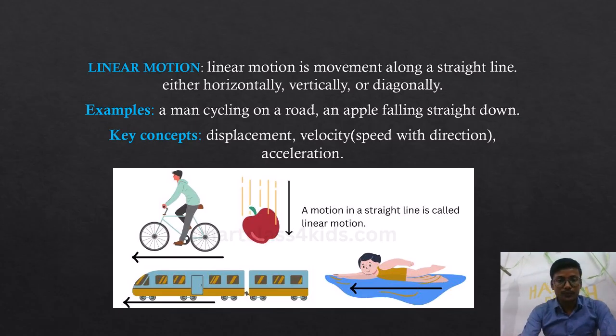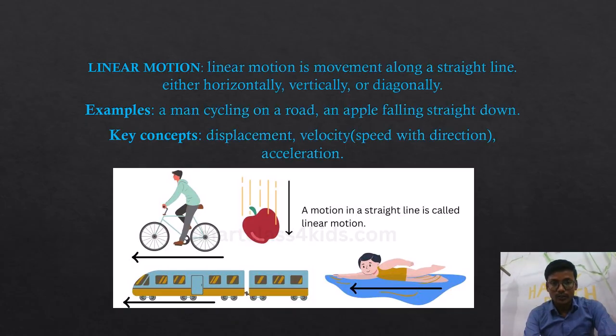That means linear motion can be horizontal, it can be vertical, and it can be diagonal. For example, you can see here one man cycling on a road and an apple falling straight down. These are examples of linear motion. So next slide.